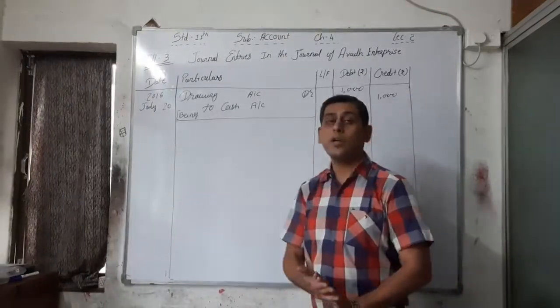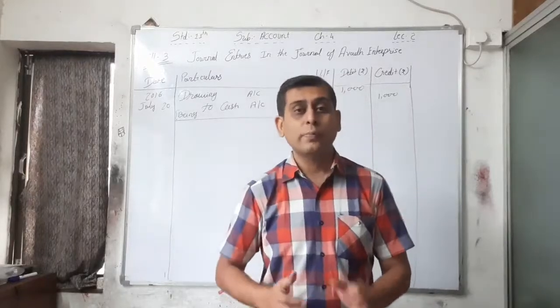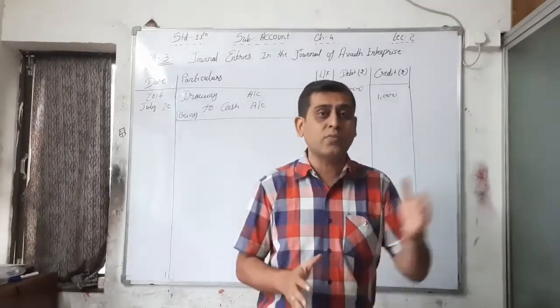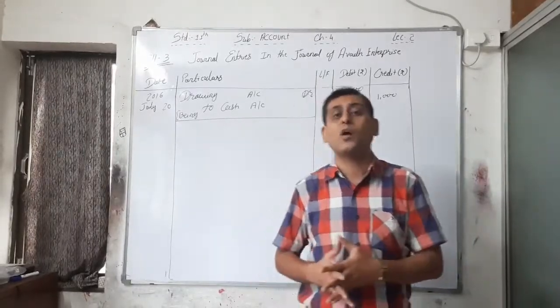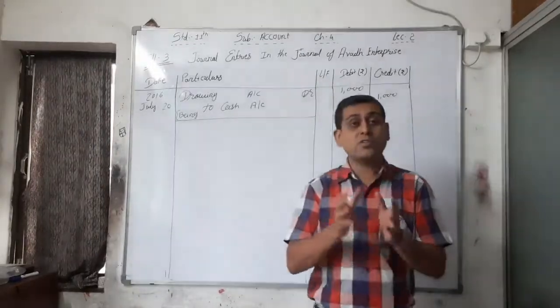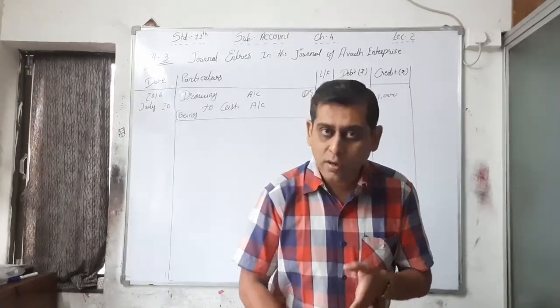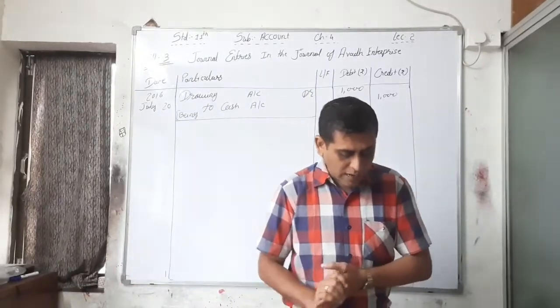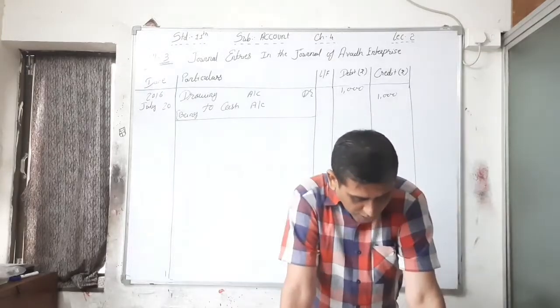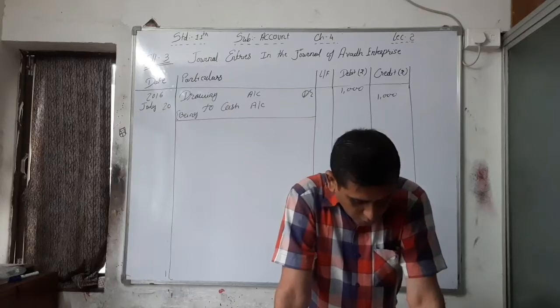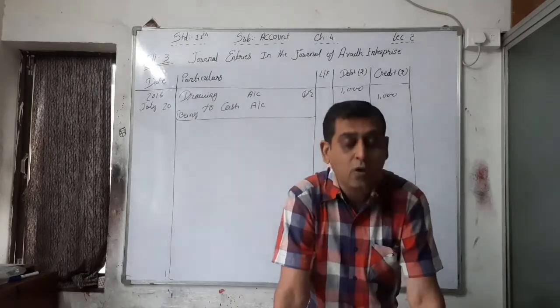So here the drawing account is debited because the partner or owner has taken 1000 cash from the business for their personal use. That's why the drawing account is debited, and cash goes out from the business. That's why the cash account here is credited. Okay. Now the next point, 22nd, paid rupees 200 for life insurance premium from the business.